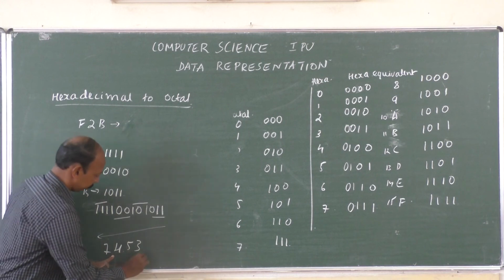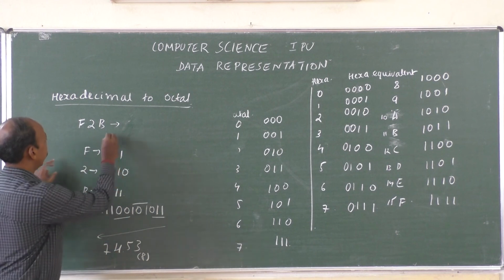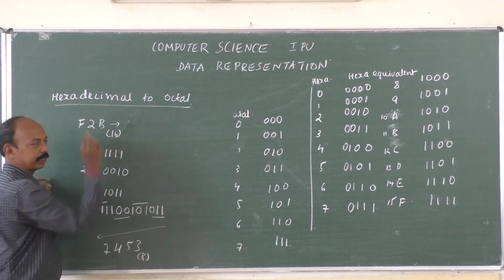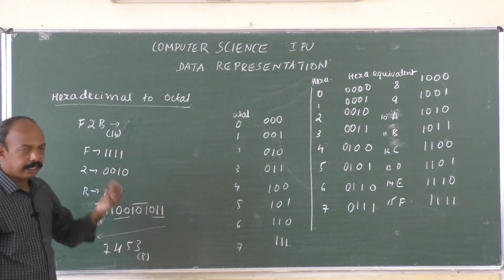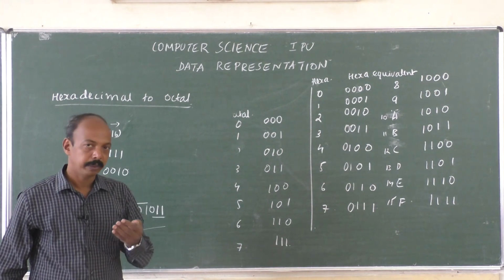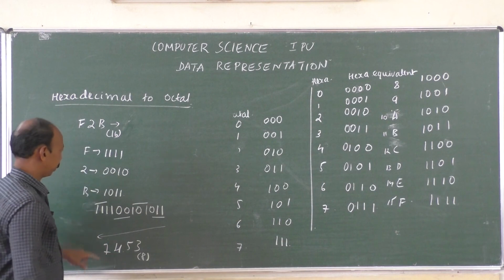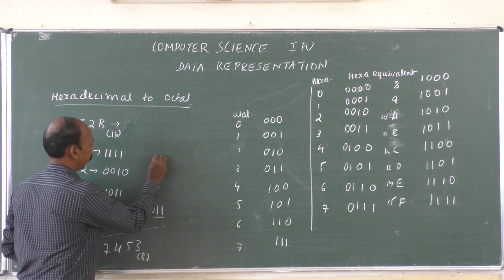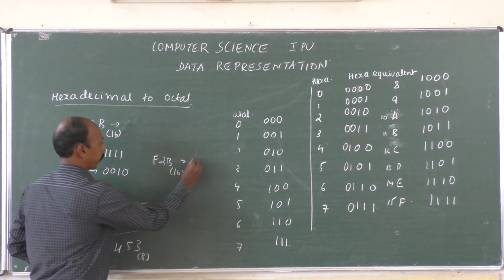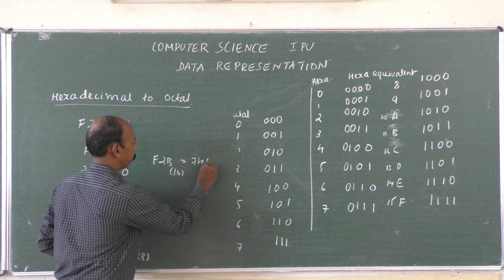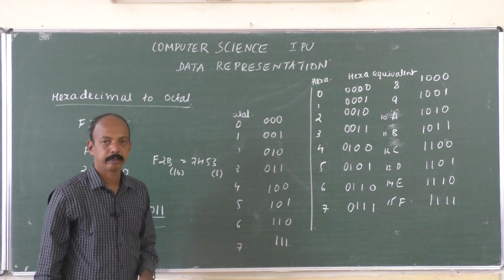That's why to the base, how much? To the base 8. This is the base 16. We forgot to write the base, which we should not. Other than decimal number system, all other number systems, whenever we are representing numbers, we should write the base. So F2B to the base 16 is equal to 7453 to the base 8. Easy.